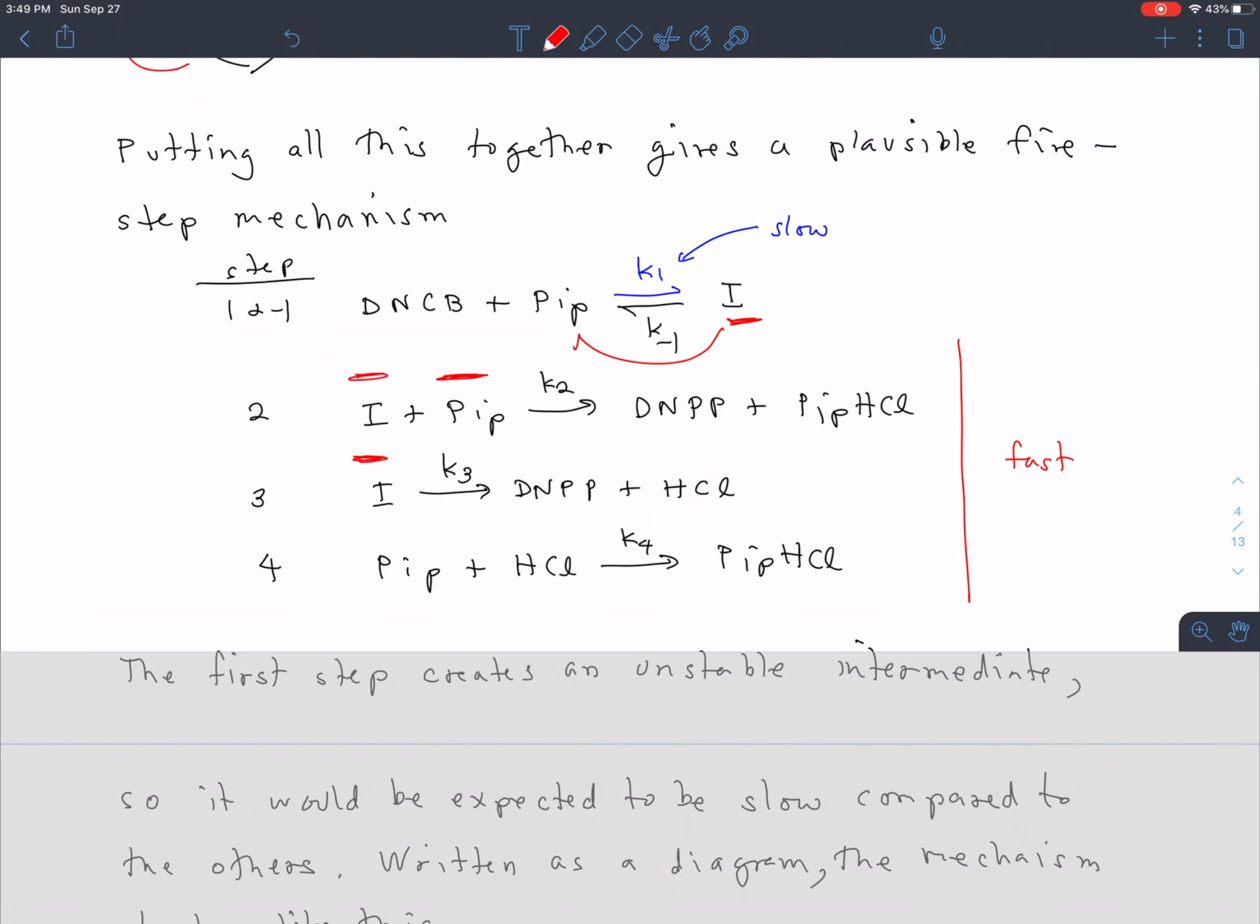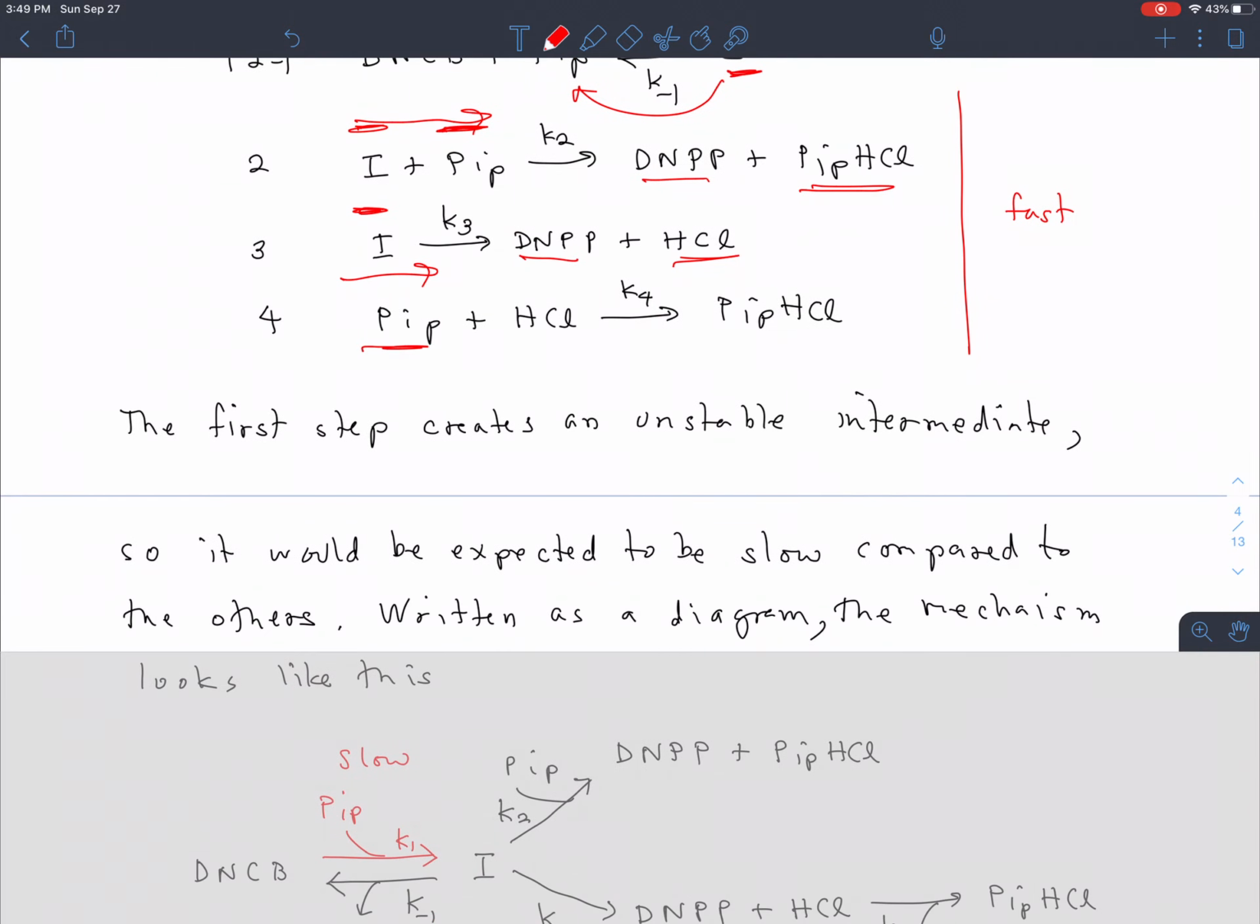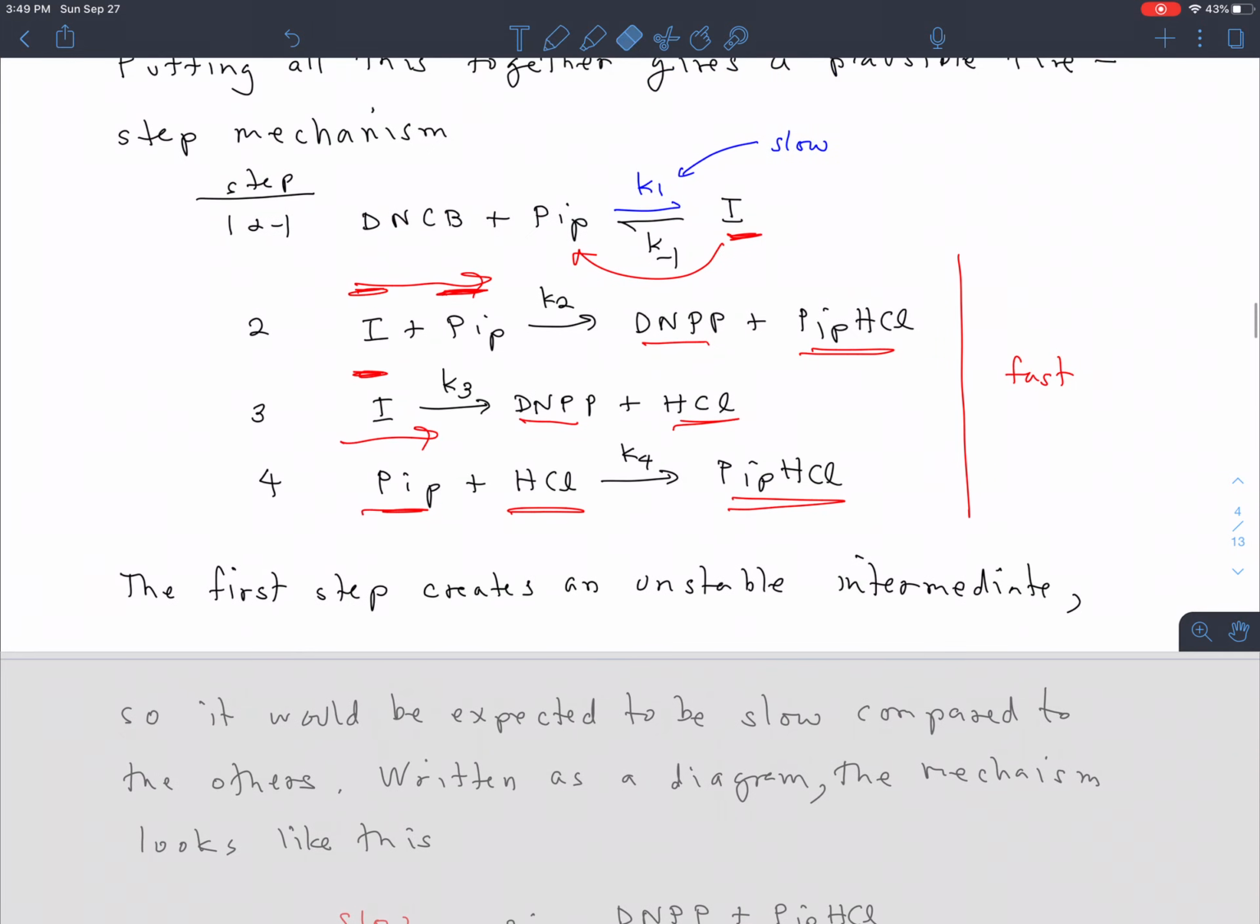So it can go backwards to reactants. It can go forward by reaction with piperidine itself. It can go forward just by breaking down spontaneously to products and either PIP-HCl or HCl itself. And then finally, the PIP in solution can react with the HCl and form PIP-HCl. So overall, that gives rise to this 5-step mechanism. Two steps here, 1 and minus 1. 2, 3, and 4 are the remainder of the 5 steps.